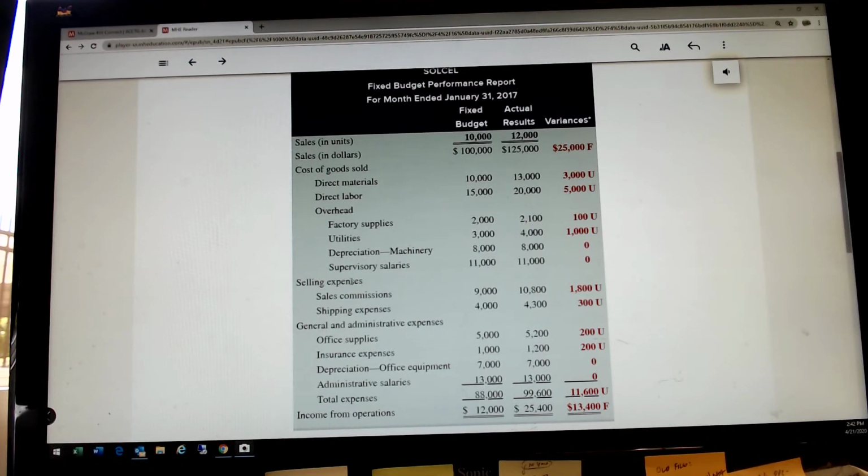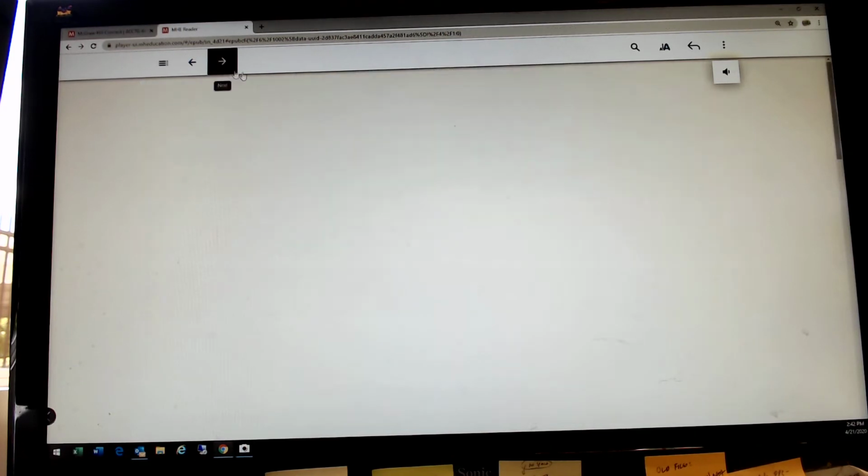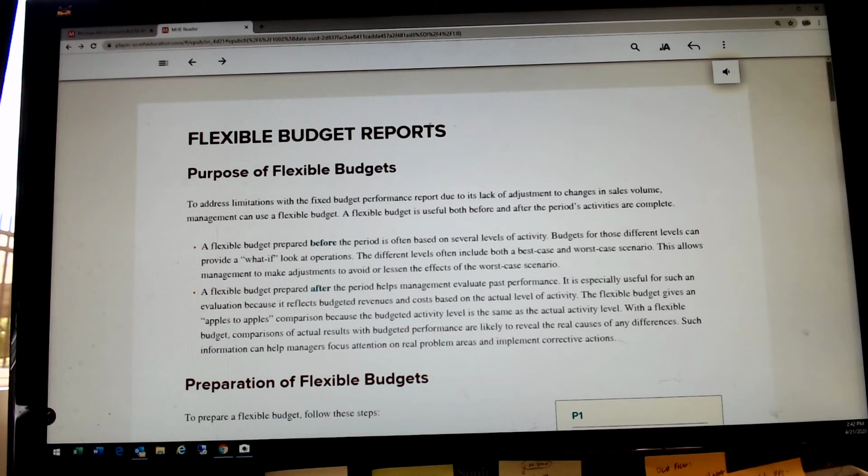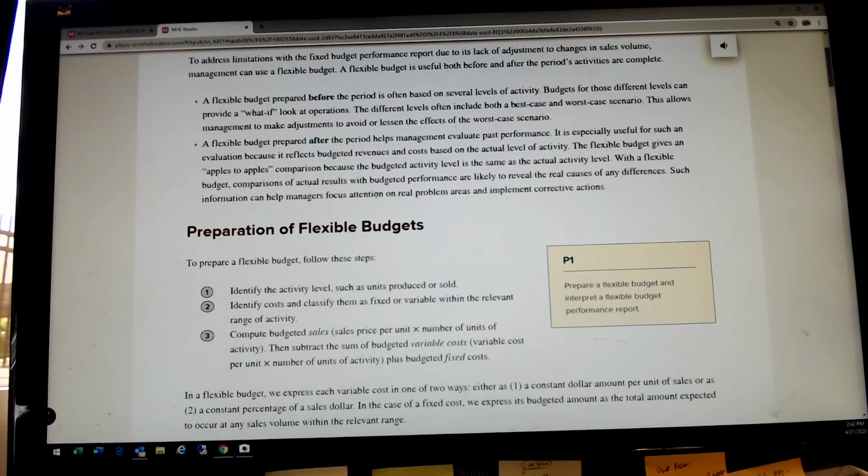Now, all I need to do to prepare a flexible budget is start with my fixed budget and explode it. I'm going to use these amounts to determine what the revenues and costs should be at a couple of levels below it and a couple of levels above it, in a multi-step process, and it's not too bad. I'm going to go to the next section where they talk about preparing flexible budgets, so I know what the revenues and expenses should be at various levels. In this case I want to know what they should have been at 12,000 units, not at 10,000.